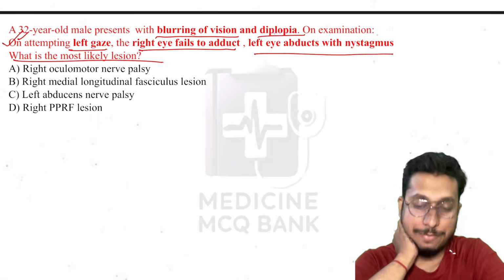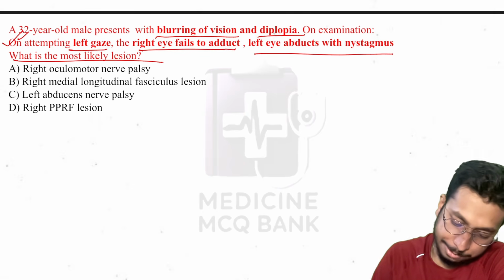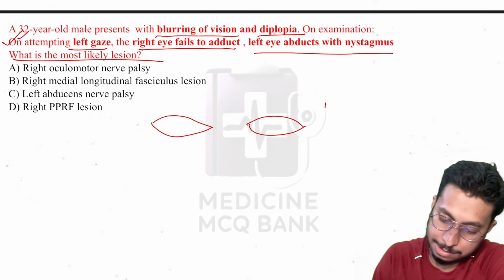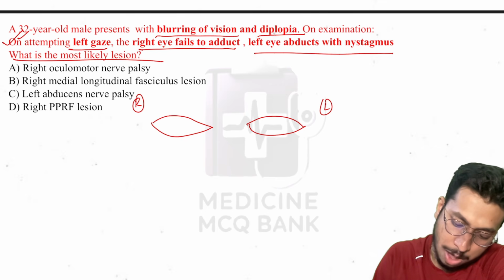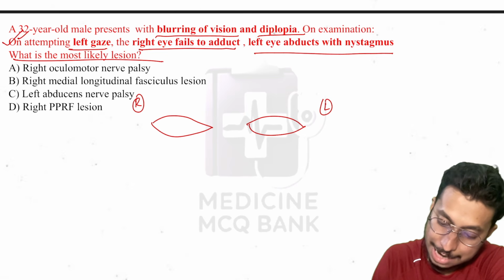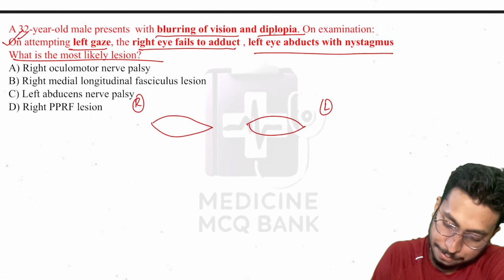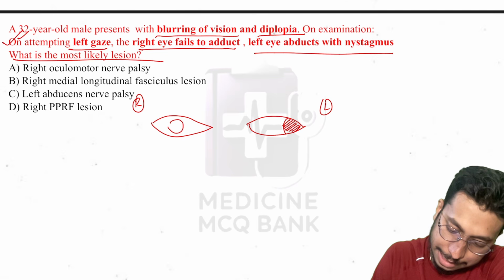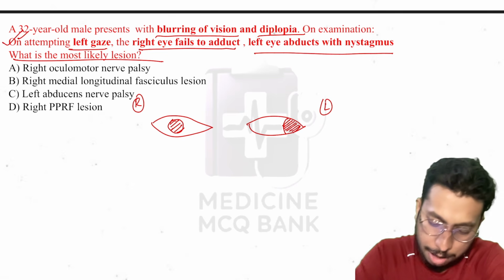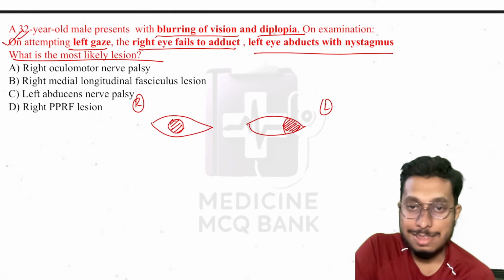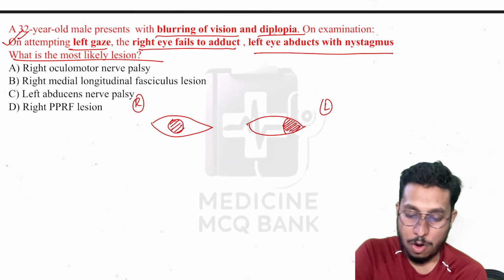So let me explain it first. What you can see, this is left side, this is right side. On attempting left gaze, the right eye fails to adduct, and the left eye abducts. So the left eye is able to abduct and the right eye fails to adduct, it remains in the central zone. Other points are not given. We don't know what is happening in the primary gaze, so we can consider it to be normal in such a case.